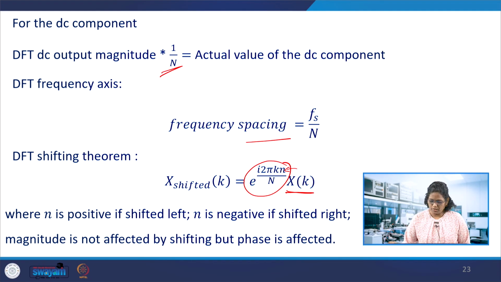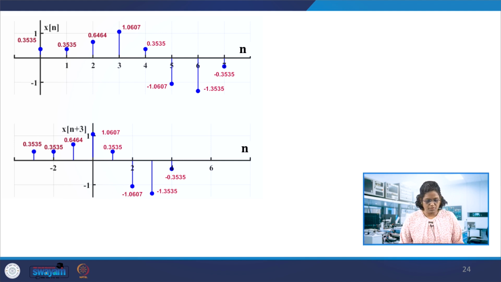The magnitude will not be affected by shifting. This property helps in the DFT of sliding the number of samples and taking the DFT for different samples. So, the phase shift gets affected. Suppose you take the signal x of n and shift it to x of n plus 3. So this is a shift we have made, and this X of k is known. Now, we have found it for k varying from 0 to 7.